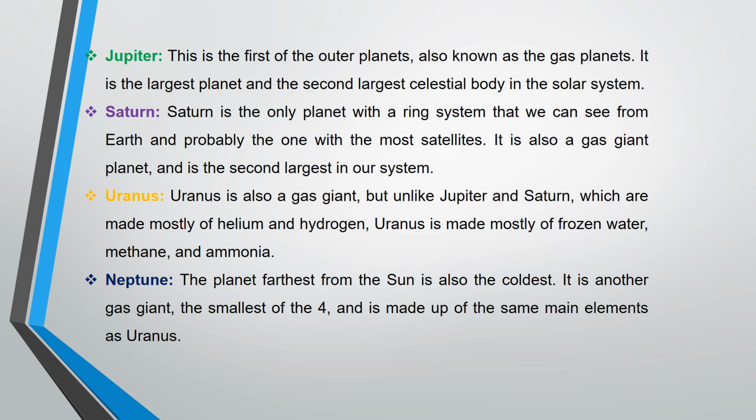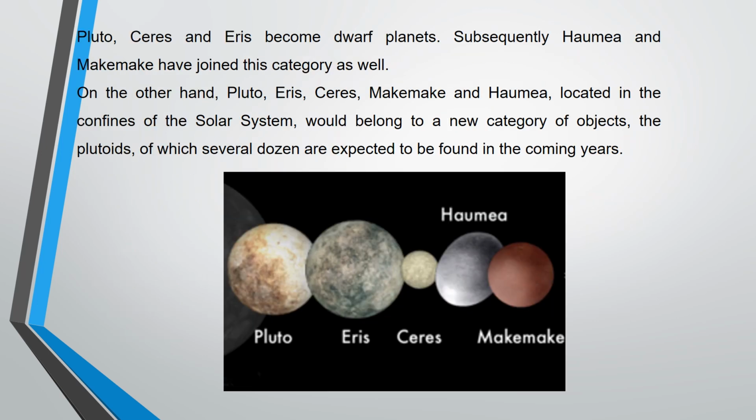Saturn. Saturn is the only planet with a ring system that we can see from Earth and probably the one with the most satellites. It is also a gas giant planet and is the second largest in our solar system. Uranus. Uranus is also a gas giant, but unlike Jupiter and Saturn, which are made mostly of helium and hydrogen, Uranus is made mostly of frozen water, methane, and ammonia.